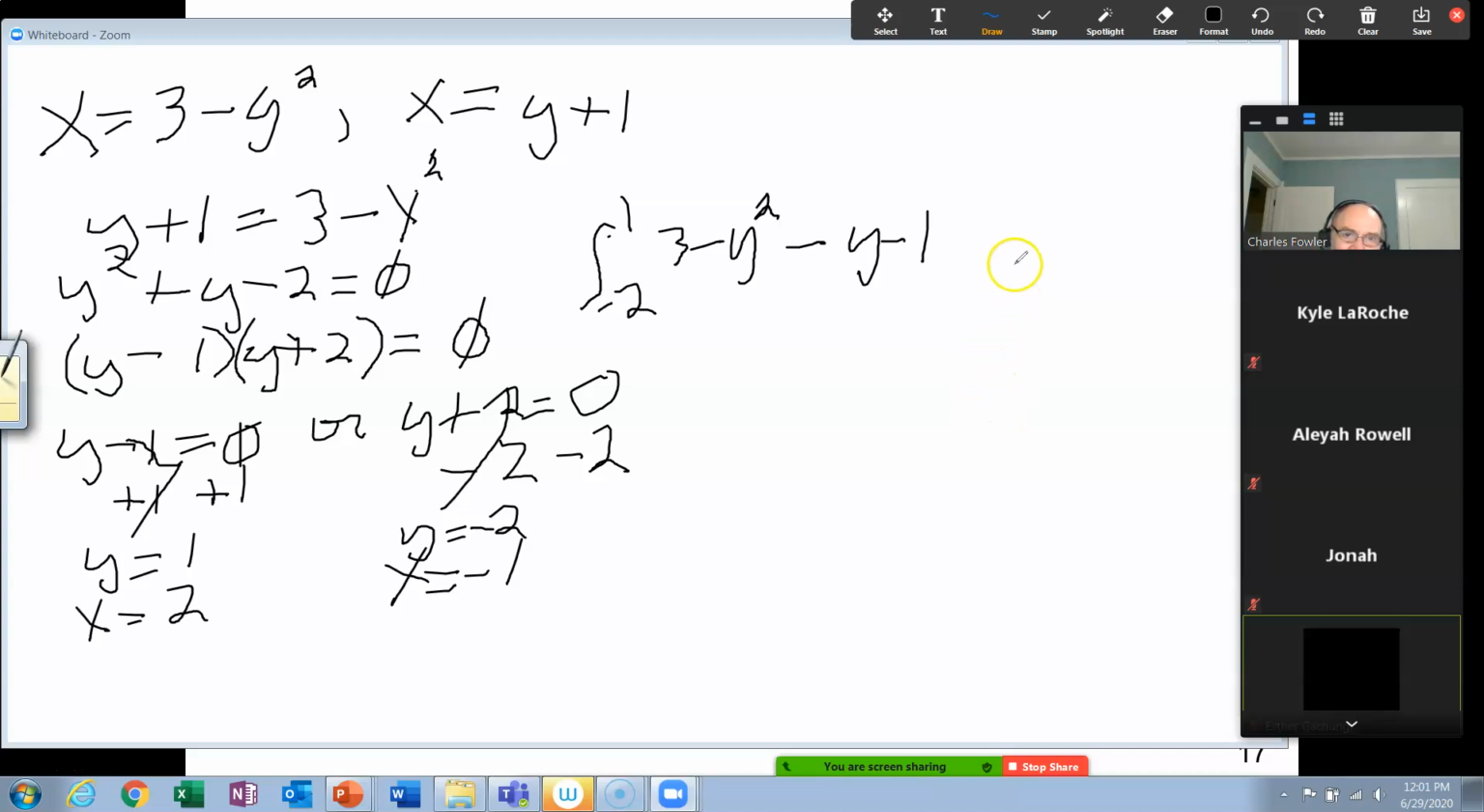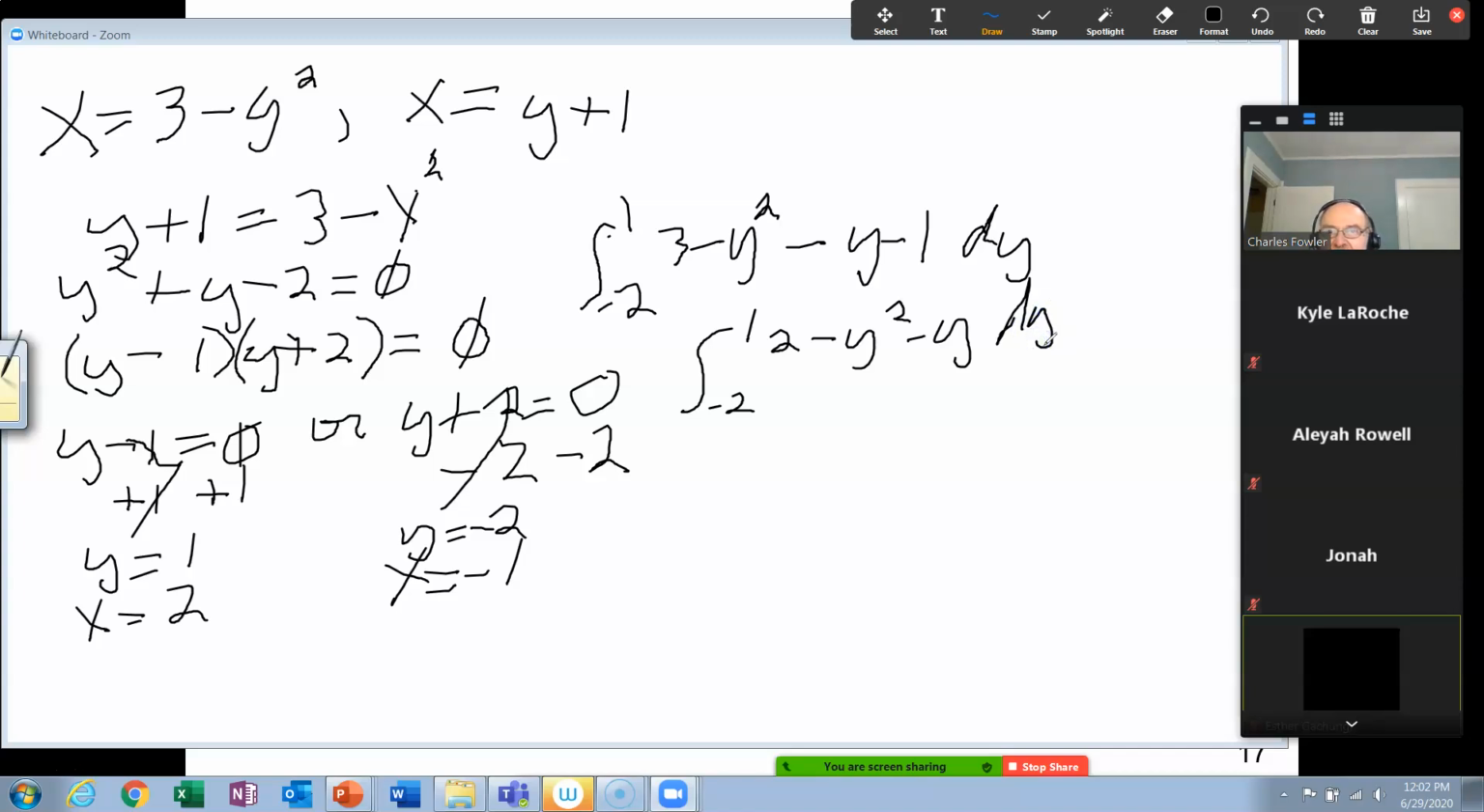Okay, and then we'll have a dy here. It seems to be doing a little bit better. So let's redo this integral, y going from negative 2 to 1. Does everybody see what we're doing now? I'm going to combine the like terms here. 3 minus 1 is 2, minus y squared minus y. And that's what we're integrating dy.